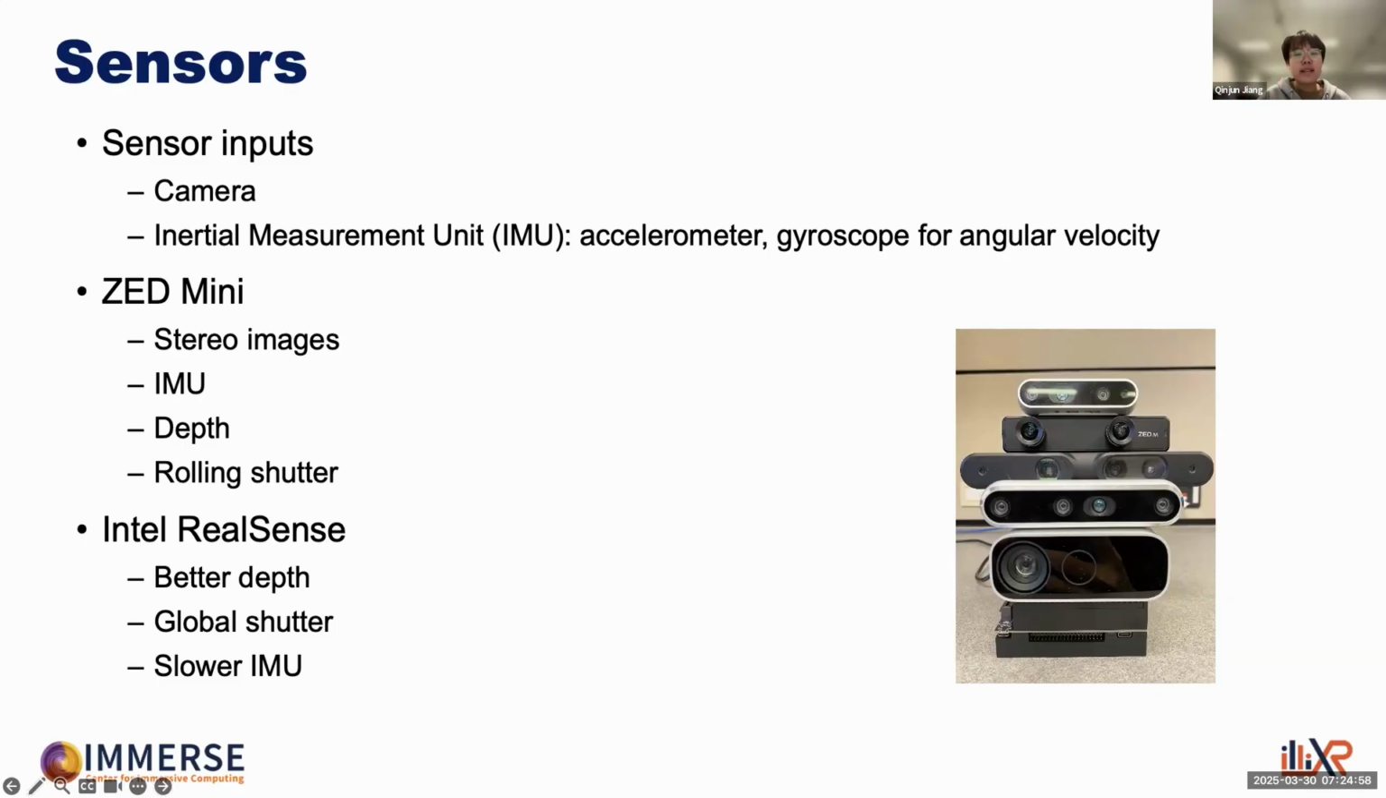But what is more important here is that ILLIXR actually provides an interface for both these cameras, and there's a generic API defined for things like image formats and IMU reading formats, so that you can use that to create an interface for other cameras that you want to integrate into ILLIXR.